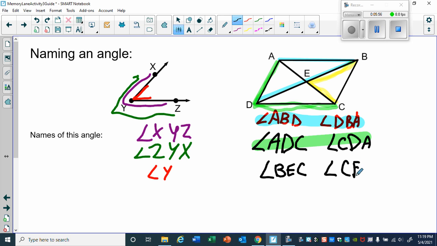Because again, the first letter tells us where to start. The second letter tells us where we turn. And then the last letter tells us our final destination. So we've highlighted BEC, CEB because they represent the same angle.